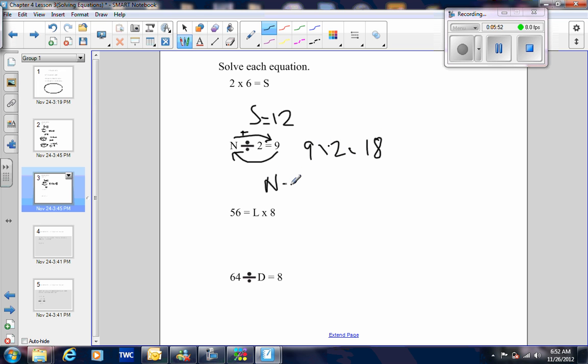So that means n would have to equal 18. 56 is equal to L times 8. So I can just put L times 8 on this side, 56 on this side. If I'm multiplying in this direction, I can start here and do the opposite, divide. So 56 divided by 8 is equal to 7. That means L has to equal 7.